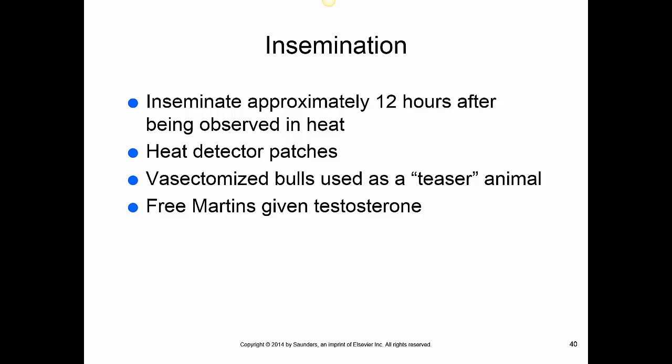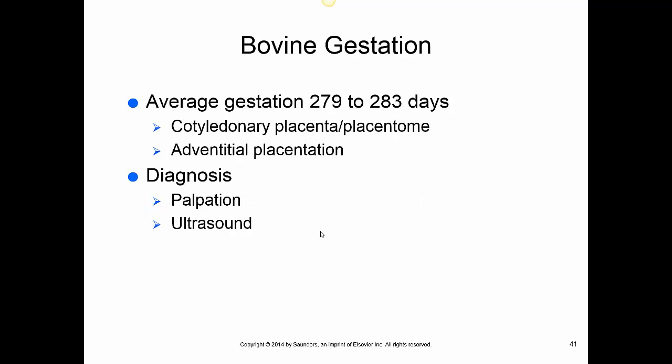The other time that we use some of these techniques also is trying to figure out when animals are leaving puberty and they're actually ready to be bred the first time. So sometimes we'll have a pen of heifers, and we're trying to figure out which heifers are actually ready to be put out with a bull and have actually come into heat. And we'll use a lot of these same heat detector patches, crayons, and different things in these animals trying to detect heat. Gestation's about 9 months, 279 to 283 days.